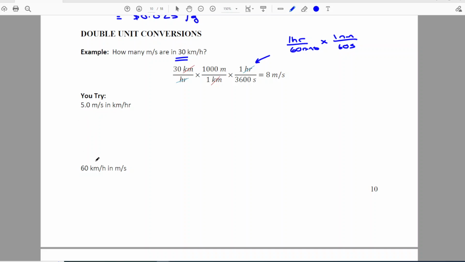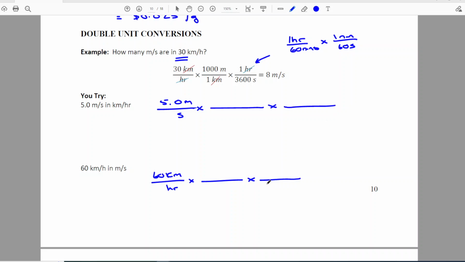All right, why don't you try these two? So maybe you want to start with one that's exactly the same. So if you want to go 60 kilometers per hour and then do the whole thing. Or maybe you want to challenge yourself and do this one first. So this one's 5 meters per second and you want to convert. Either way, the first thing I would do is look at your dimensions.